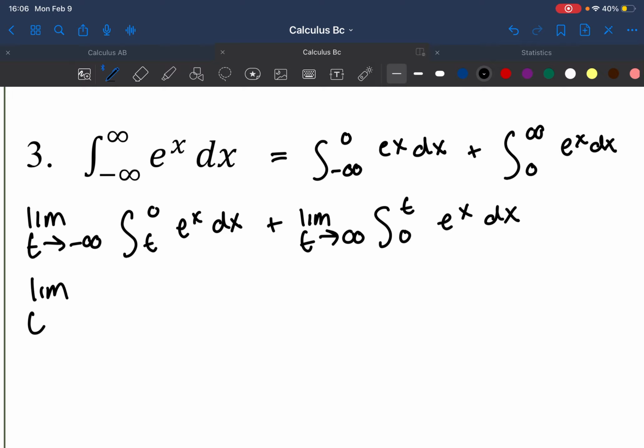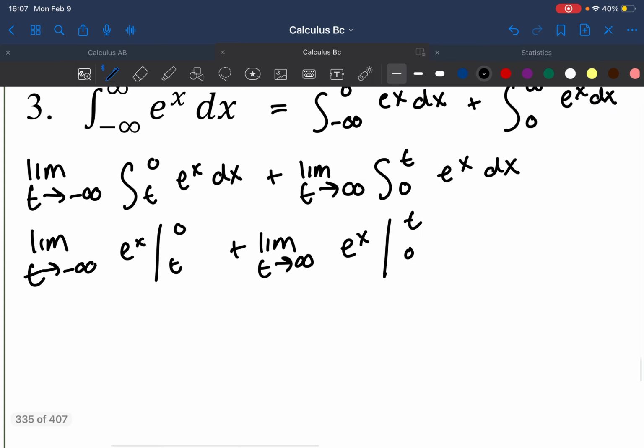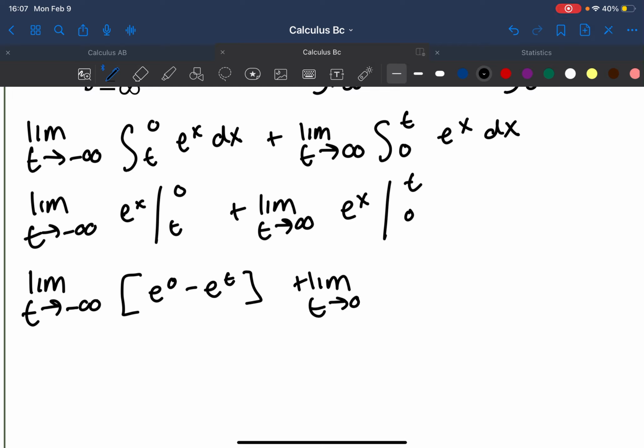Integrating this, we get the limit as t approaches negative infinity of e to the x evaluated at t and 0, plus the limit as t approaches infinity of e to the x evaluated at 0 and t. So we get the limit as t approaches negative infinity of e to the 0 minus e to the t, plus the limit as t approaches infinity of e to the t minus e to the 0. Remember, e to the 0 is just 1, okay?